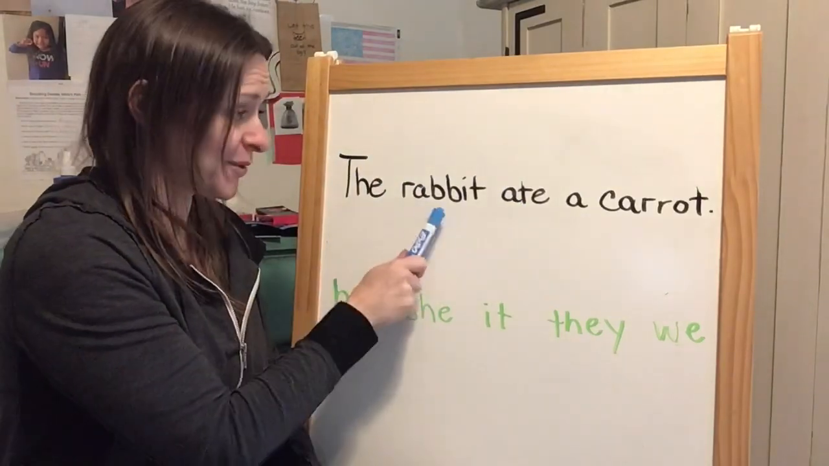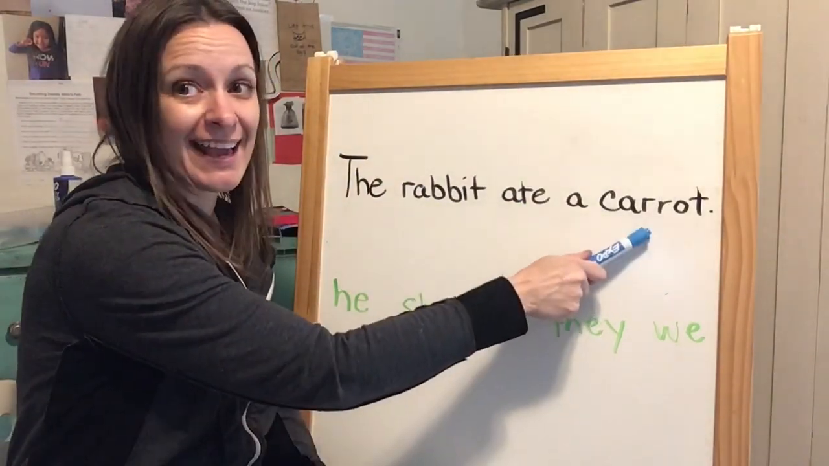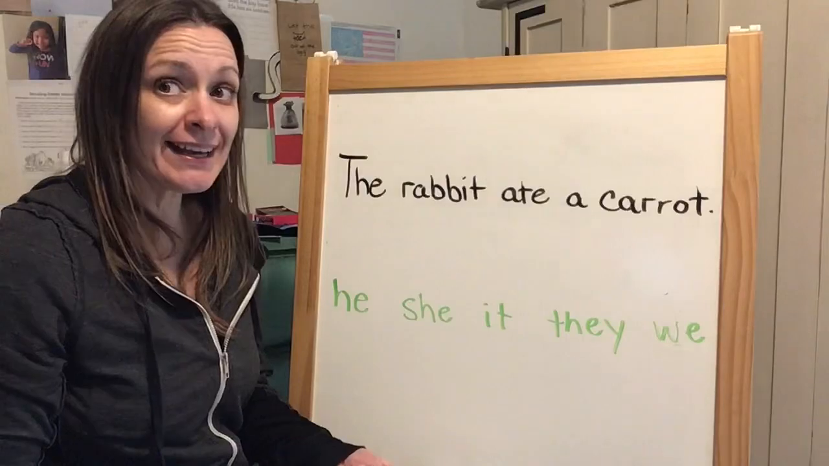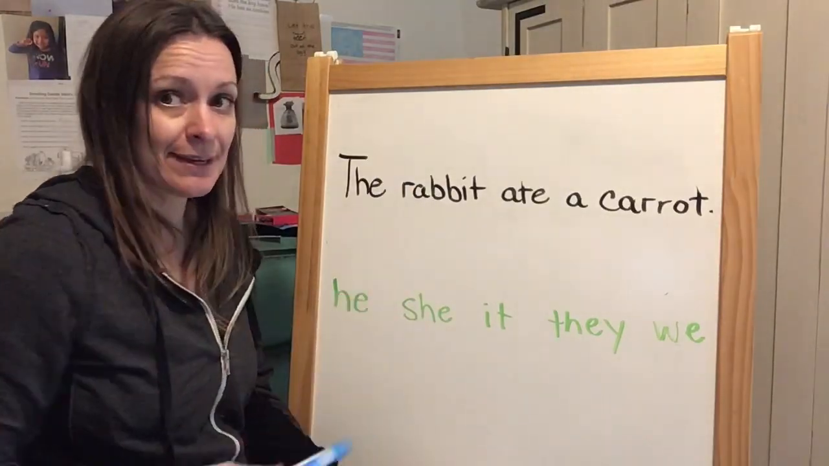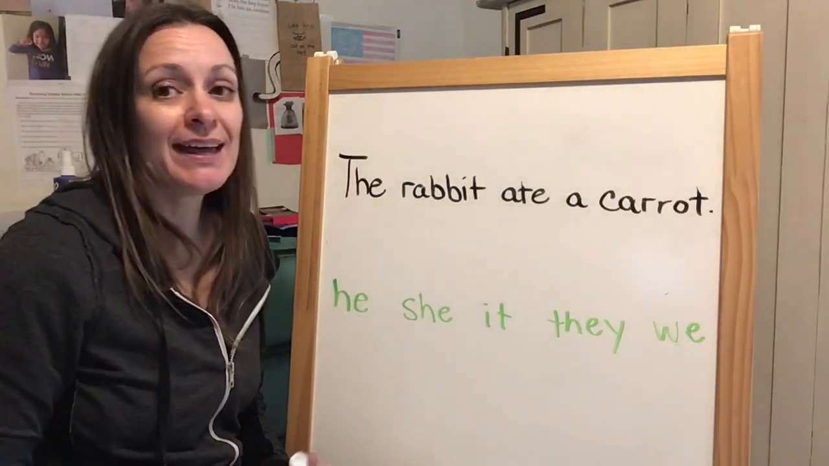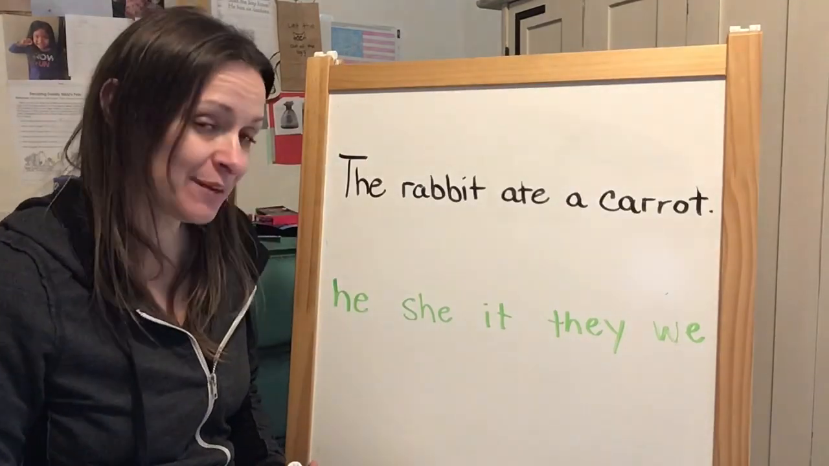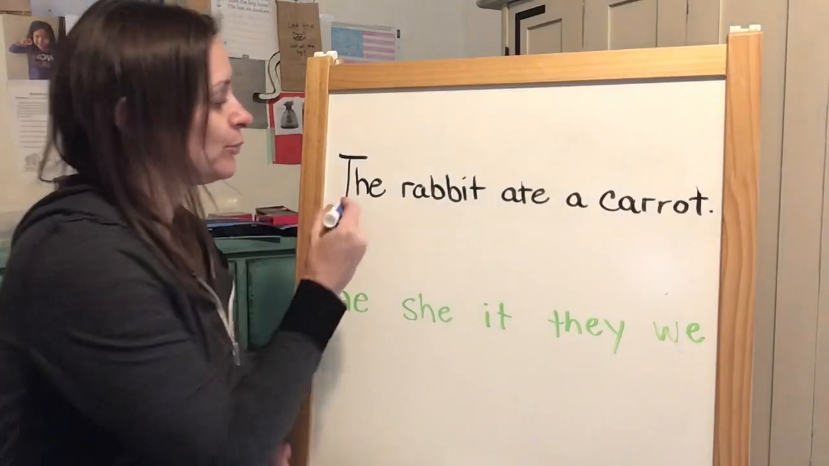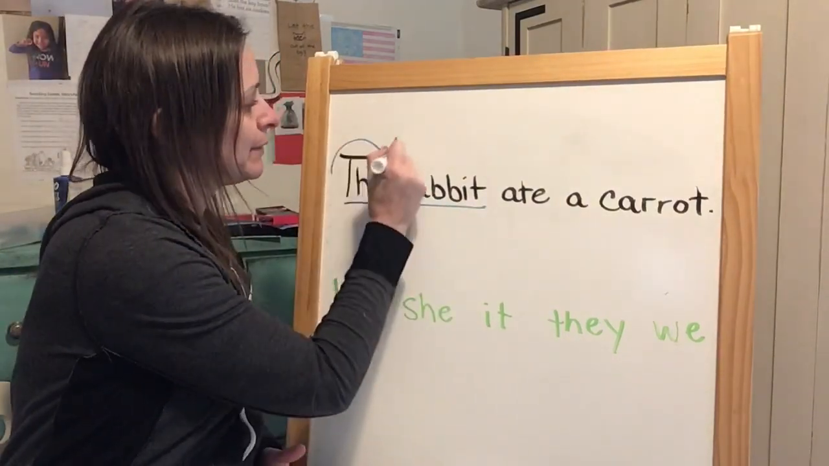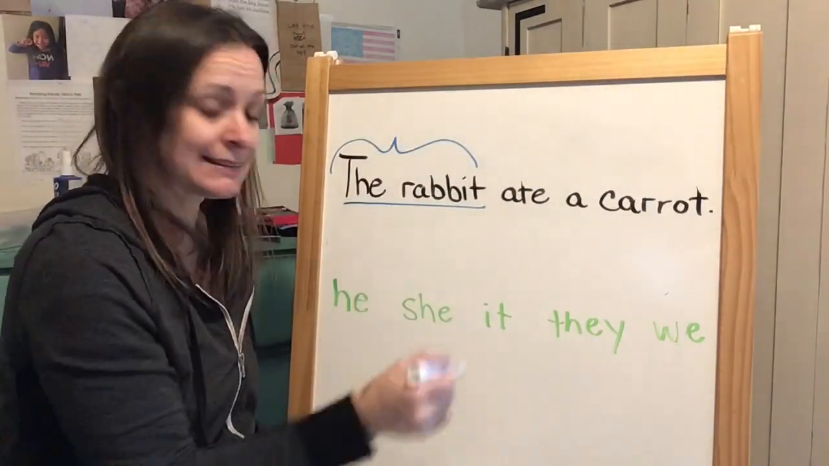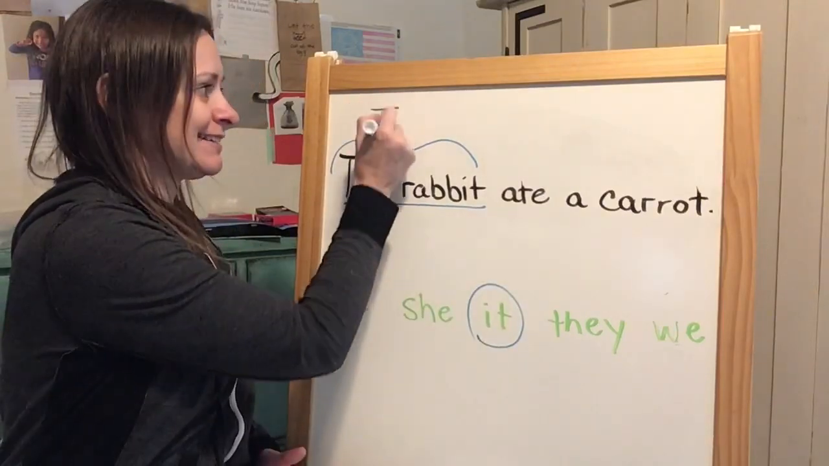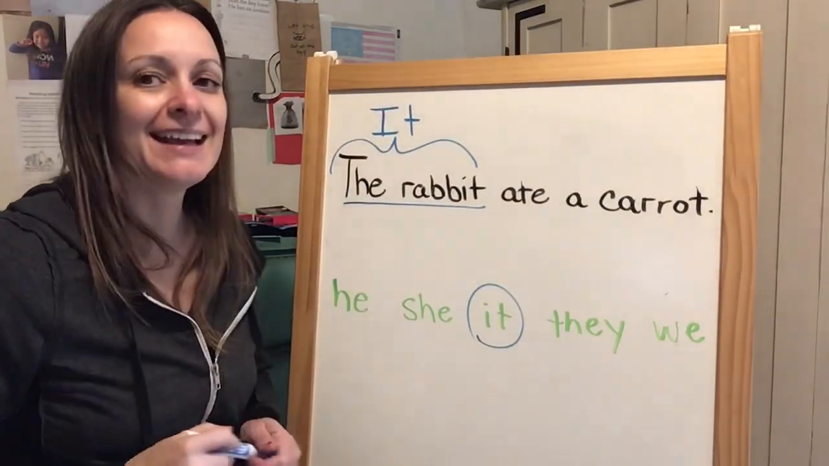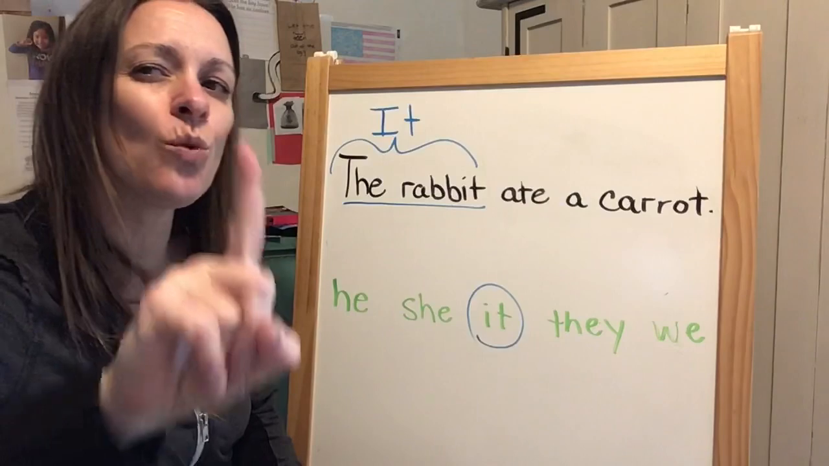This one, the rabbit ate a carrot. Who ate a carrot? The rabbit ate the carrot. And we know that an animal is a thing when we're talking about nouns. So what pronoun would we replace the rabbit with? What is it? Dun, dun, dun, dun. It. It ate a carrot. Good job.